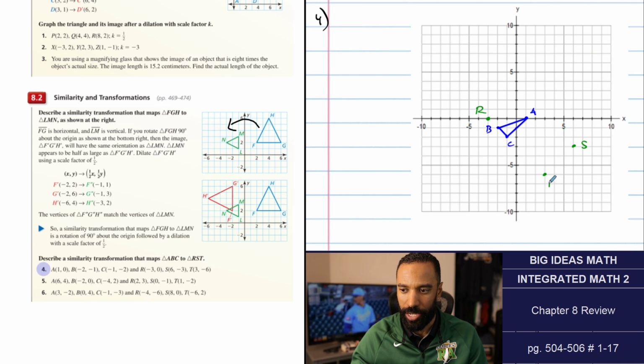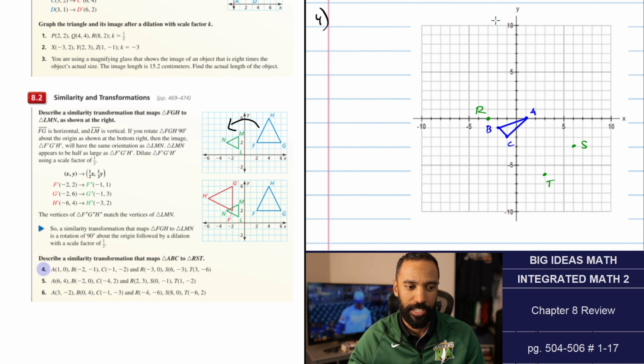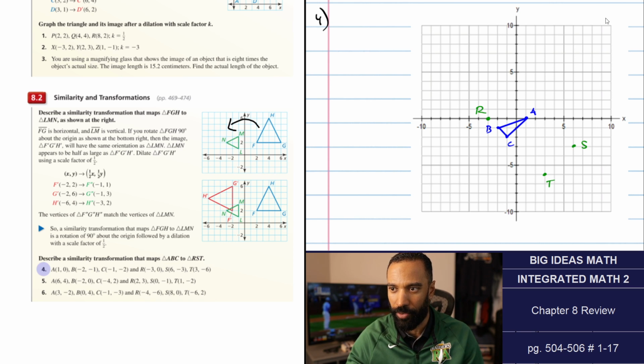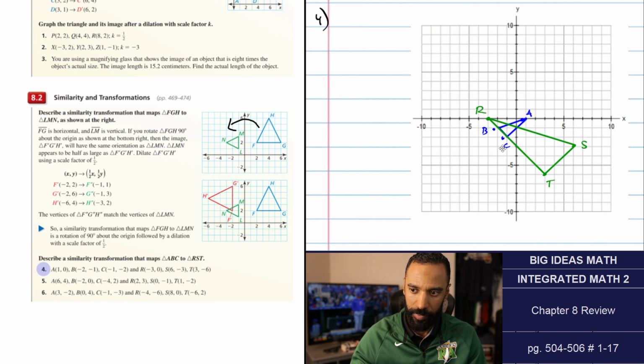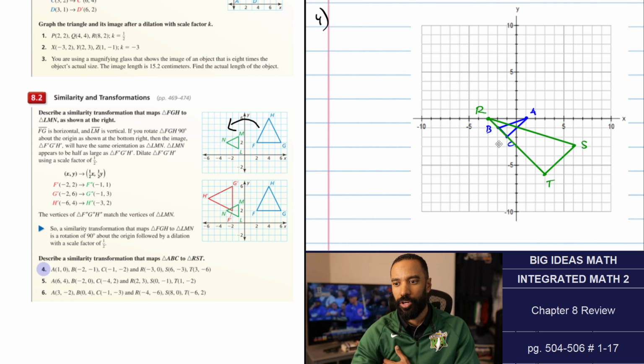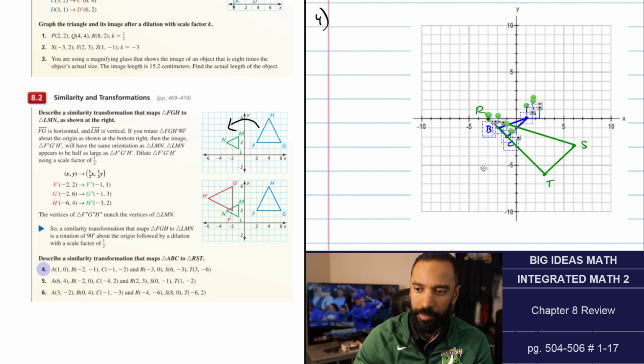They do mention, I didn't read it, describe a similarity transformation that maps triangle ABC to triangle RST. That means that A corresponds with R, B corresponds with S, and C corresponds with T. And you're going to... whoops, I guess I can't do that. I wanted to move C.